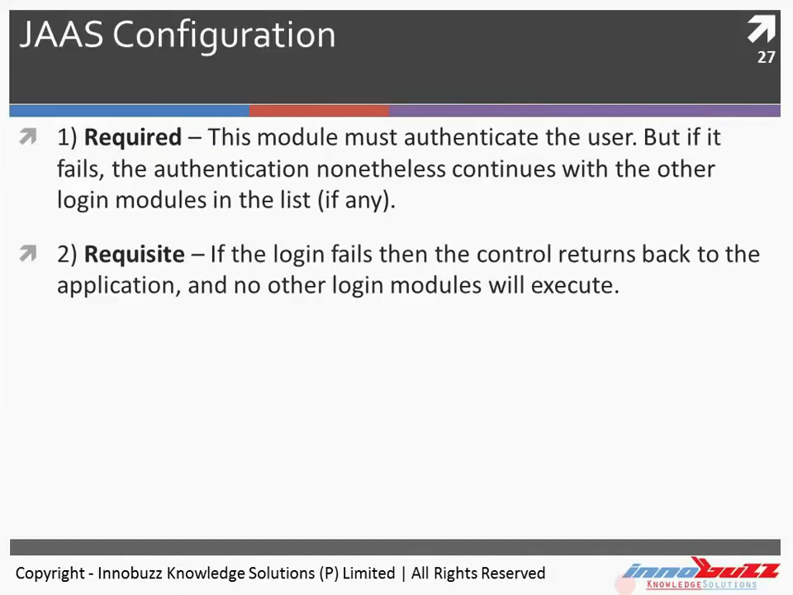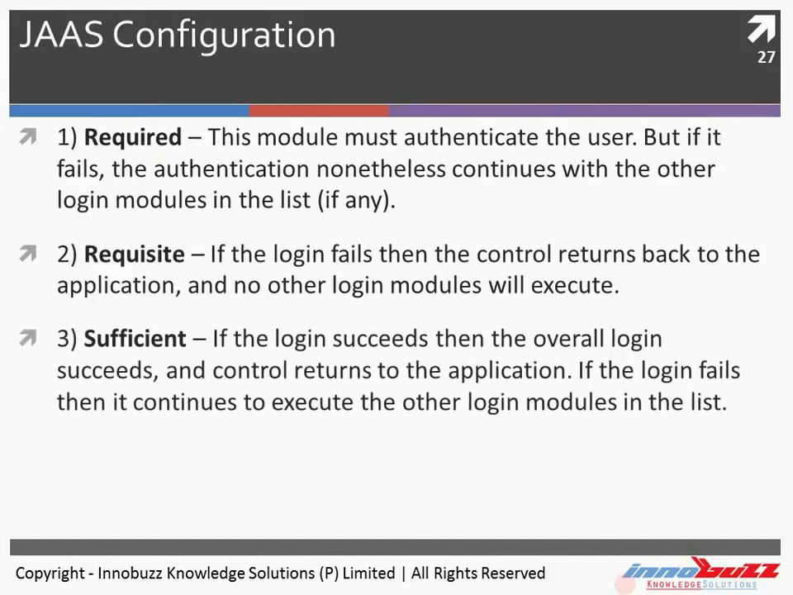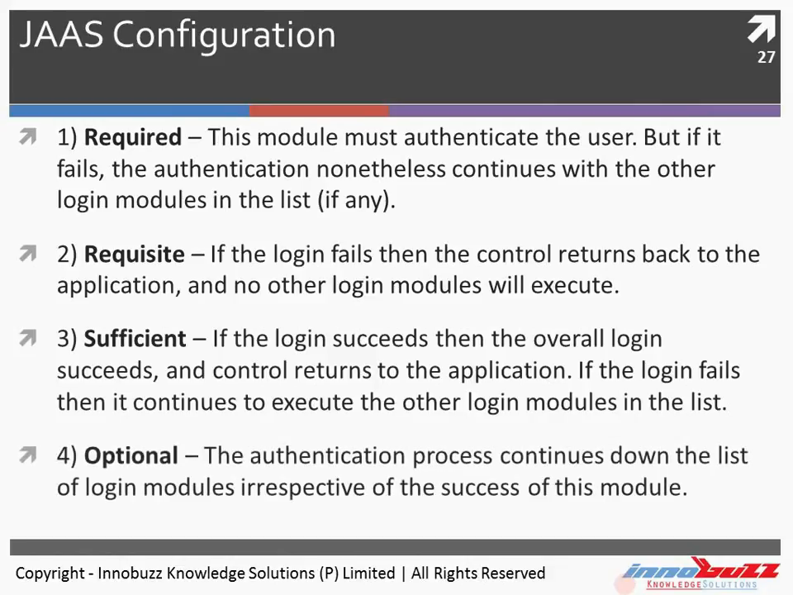Requisite. If the login fails, then the control returns back to the application and no other login modules will execute. Sufficient. If the login succeeds, then the overall login succeeds and control returns to the application. If the login fails, then it continues to execute the other login modules in the list. Optional. The authentication process continues down the list of login modules irrespective of the success of this module. So these are the configuration details to be known in JAAS.